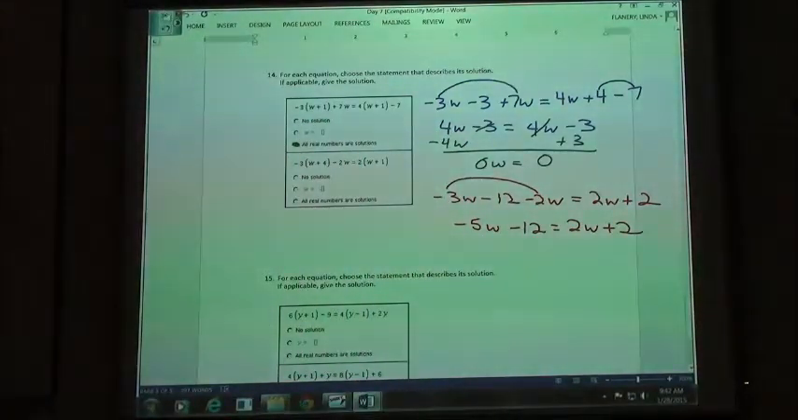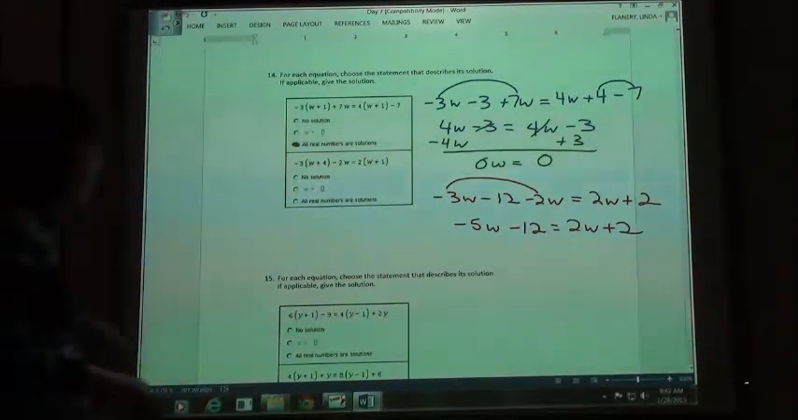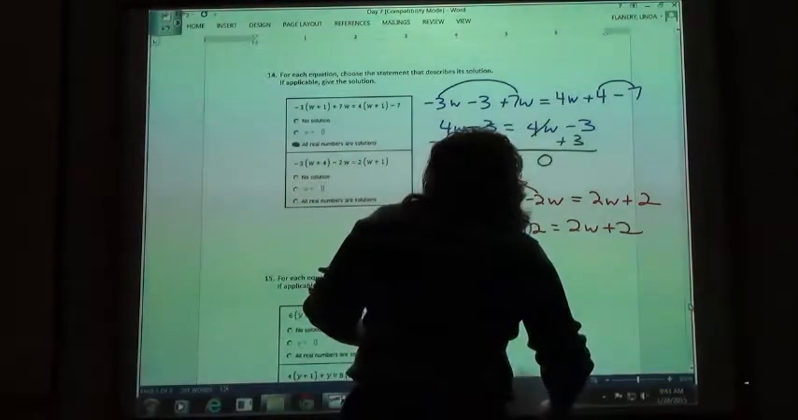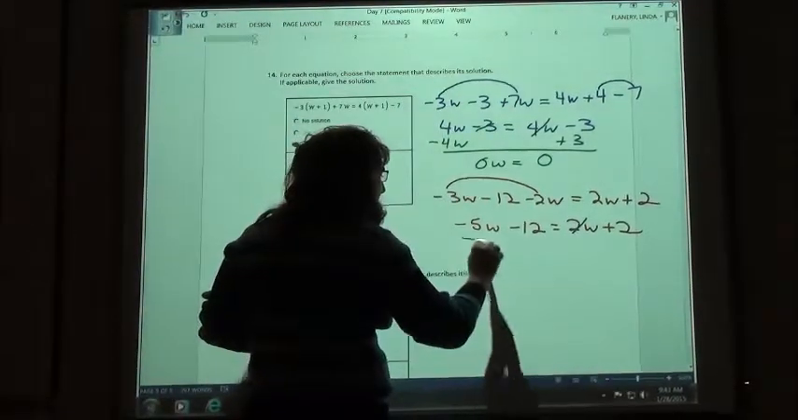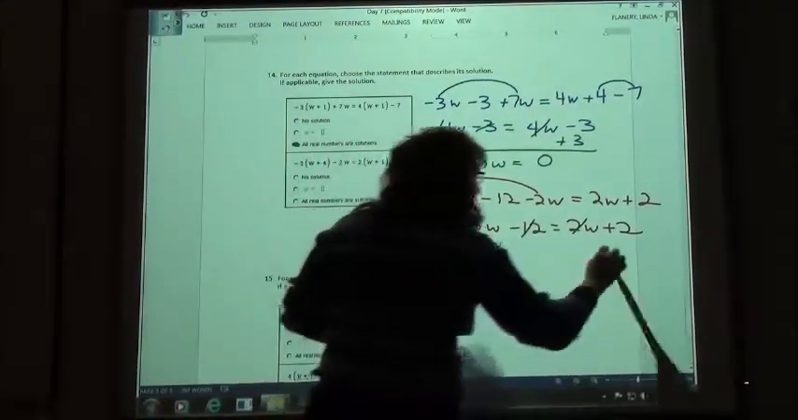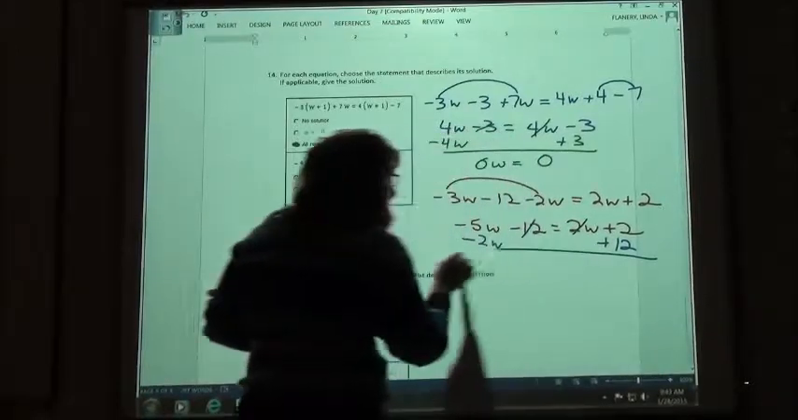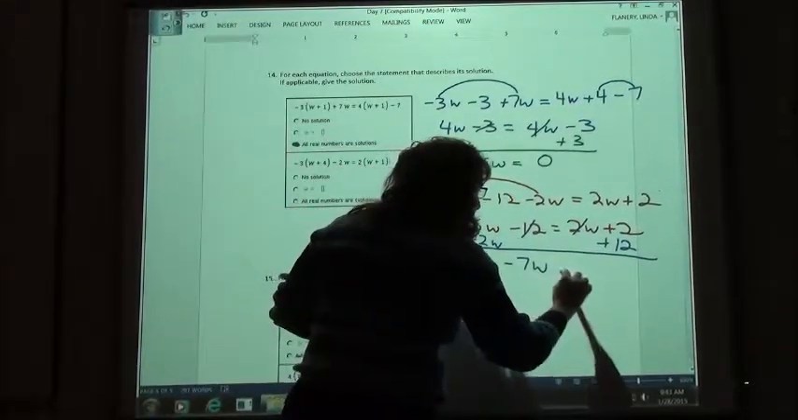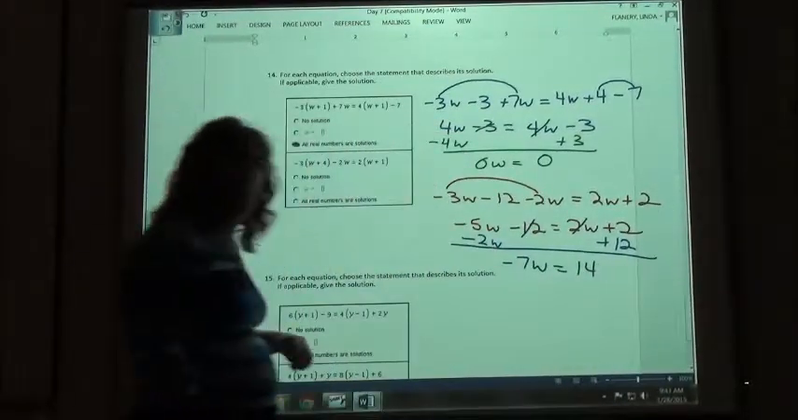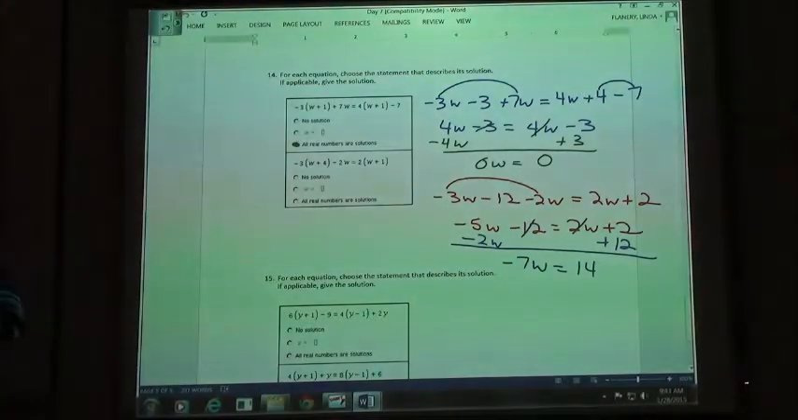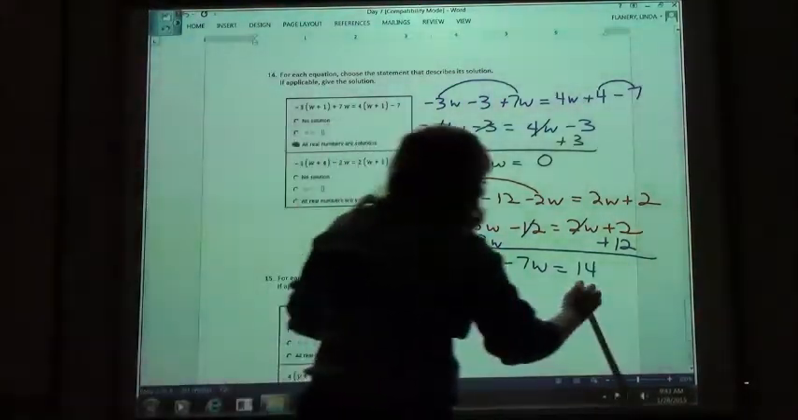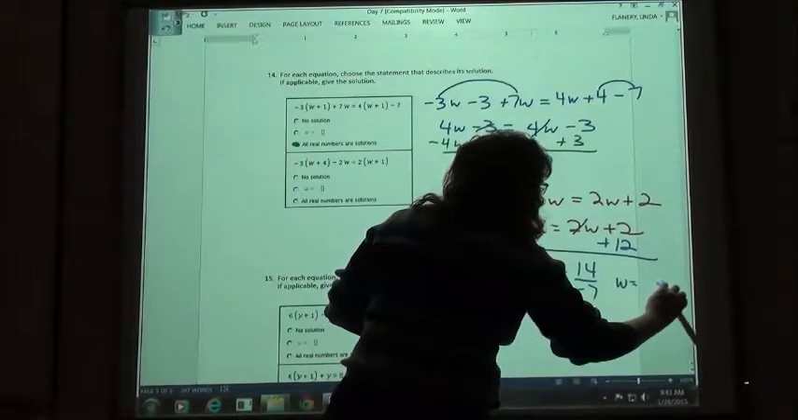This one's going to be one that's going to solve for a nice answer because I don't have the same number in front of my variables. So, subtracting my 2w and adding my 12, I get negative 7w equals 14. And so when I divide, w equals negative 2.